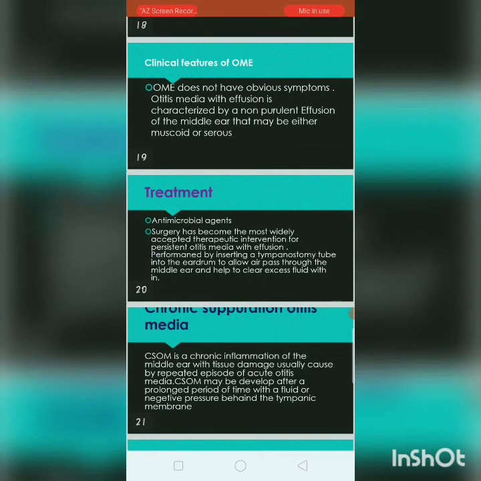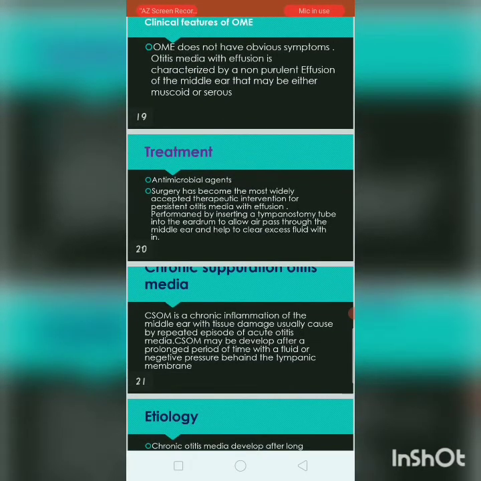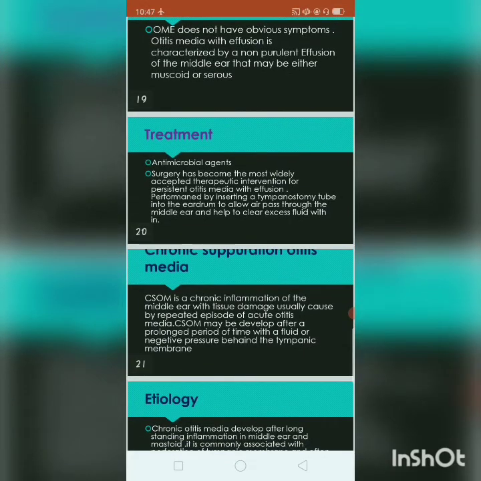Surgery has become the most widely accepted therapeutic intervention for persistent otitis media with effusion, performed by inserting a tympanostomy tube into the eardrum to allow air to pass through the middle ear and help clear the excess fluid within. So in the surgical procedure, we have to make an incision to drain the excess fluid.